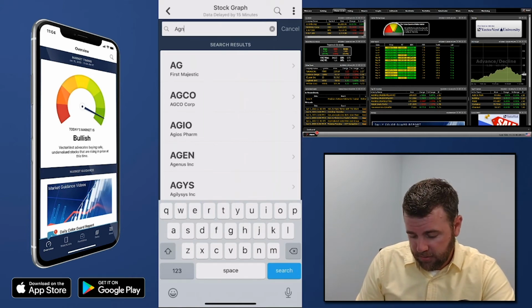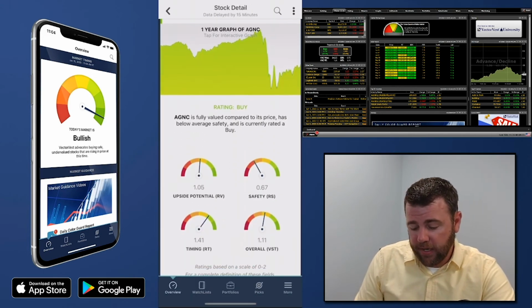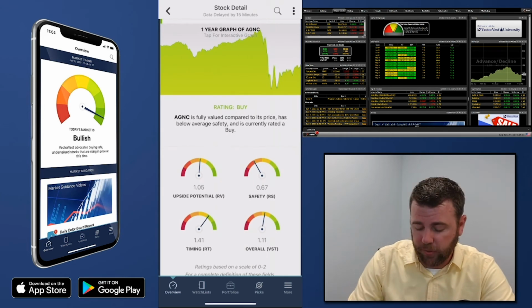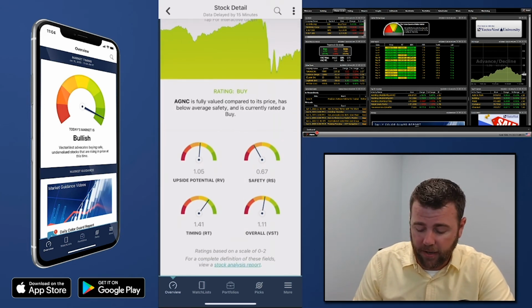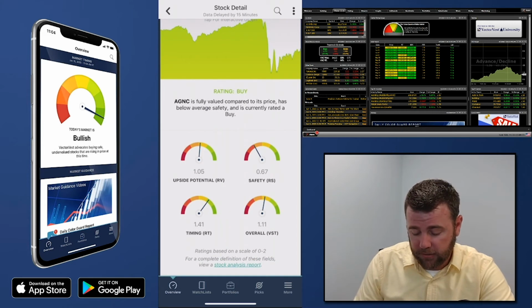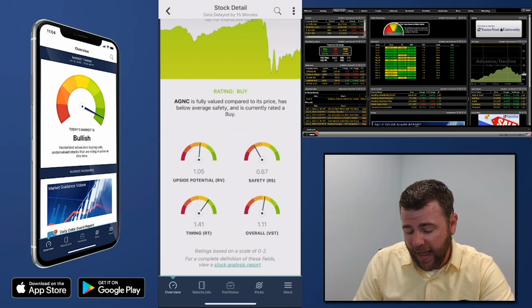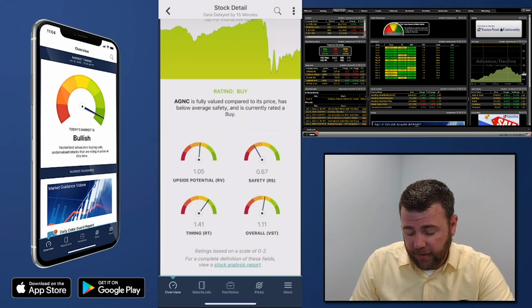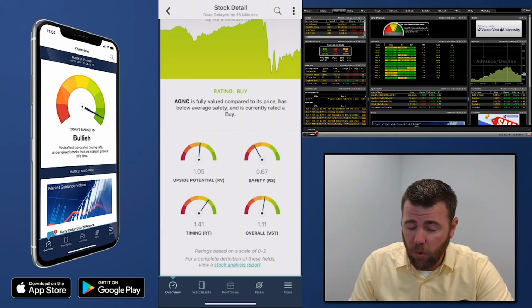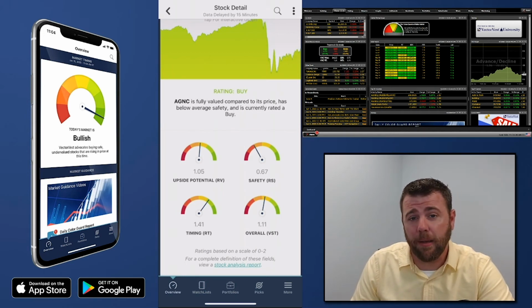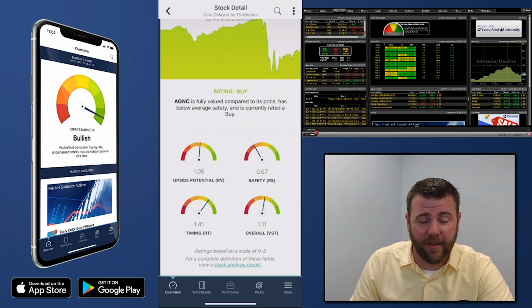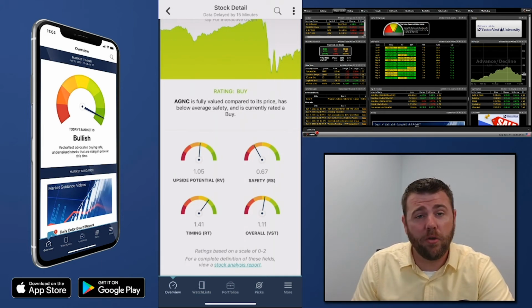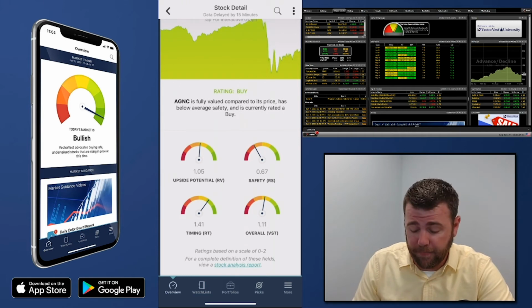AGNC. All right, so looking at it here, I forgot to go over the analysis real quick. The RV, the first indicator we'll look at, is the long-term potential of a stock. So 1.05 has better than average long-term potential out there over the next 1 to 3 years. RS is looking at the safety factor, or the risk involved with the stock. Below 1 tells us there's more risk with the stock. Above 1 tells us there's less risk. All 4 of these indicators are cast on scales of 0 to 2. So all you have to remember, above 1 is good, below 1 is bad.